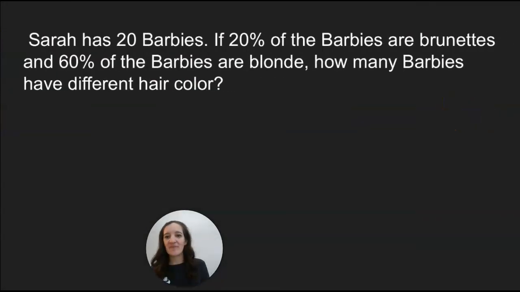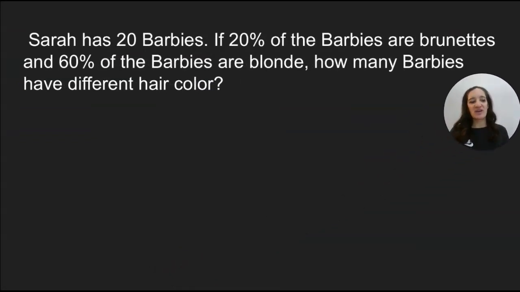There we go. Okay. Sarah has 20 Barbies. If 20% of the Barbies are brunettes and 60% of the Barbies are blonde, how many Barbies have a different hair color? So not blonde, not brunette, must have like red hair, right? Okay, so what we do know is there's a total of 20. So 20 will definitely be our whole. We've got to decide what we do for the percent.